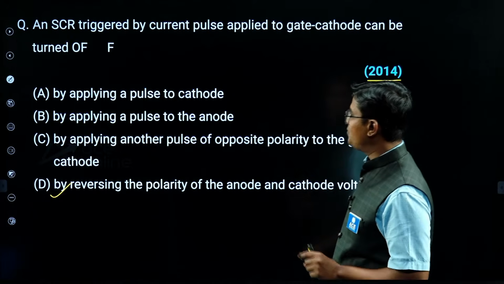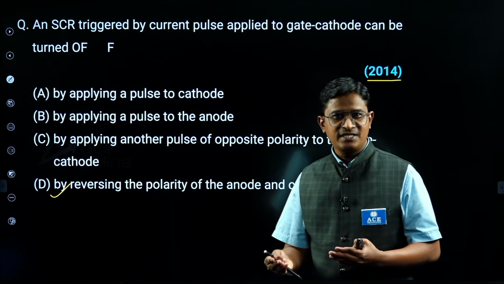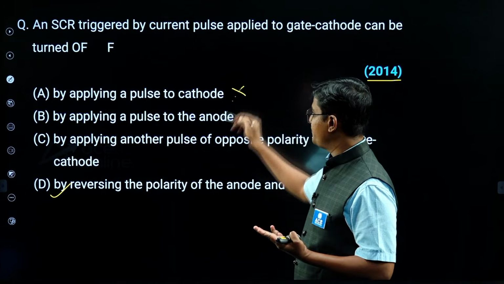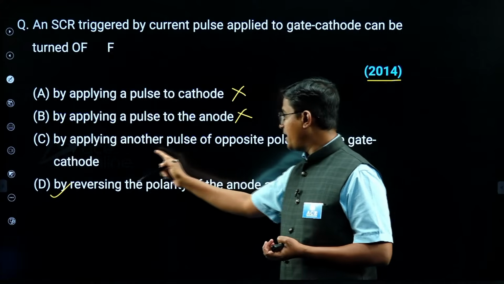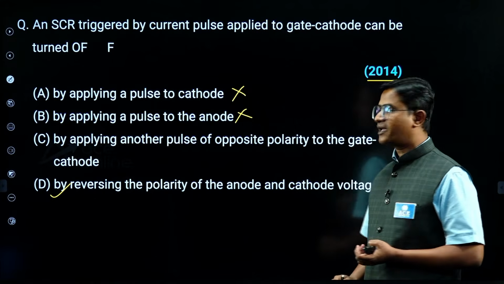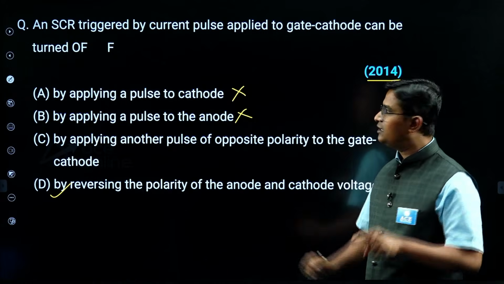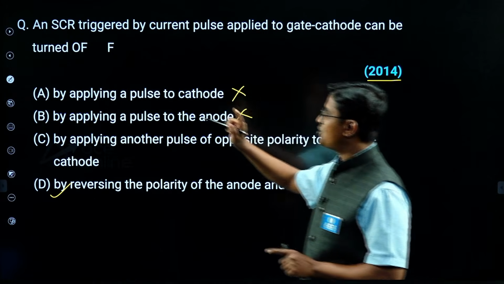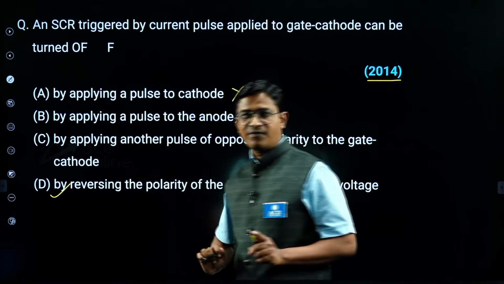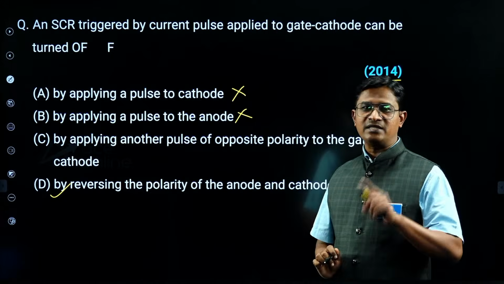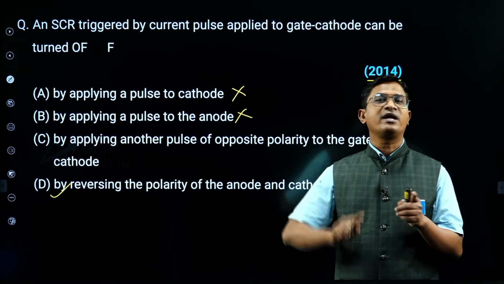Because if you check, is applying a pulse to the cathode related to the SCR? No. Second, applying a pulse to the anode, not at all. Applying another pulse of opposite polarity to the gate cathode, no. If the question were about a GTO instead of an SCR, then you could say that by circulating positive gate current we can turn it on, but by circulating negative gate current we can turn it off.